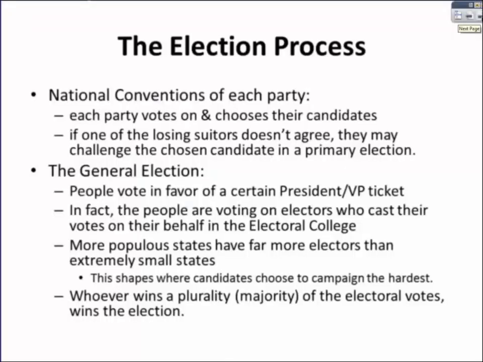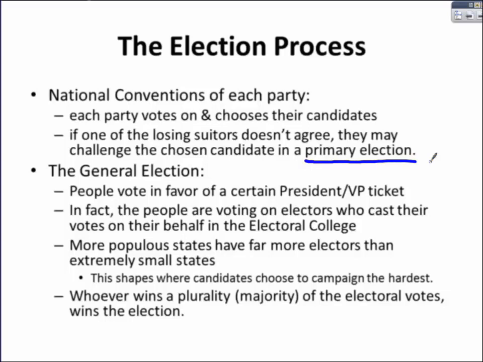The election process includes national conventions. Each party holds these conventions and chooses their candidate. If the losing person doesn't agree, they can challenge the person in what is called a primary election. So an election before the election, kind of. And then the general election, which is the main election, people vote in favor of a certain president or vice president ticket. The people are in fact voting on electors who cast their votes on behalf of them in the Electoral College.